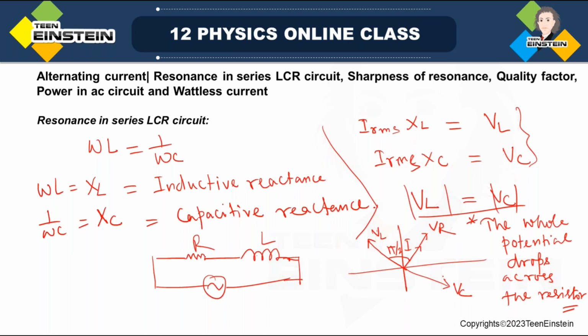Again, if we replace this with just a capacitor, then also we don't see any resonance, because VC, the voltage drop across the capacitor, and VR, the voltage drop across the resistor, have a pi by 2 phase difference. So here also there is no cancellation of the voltages.